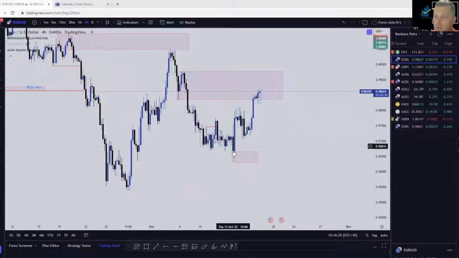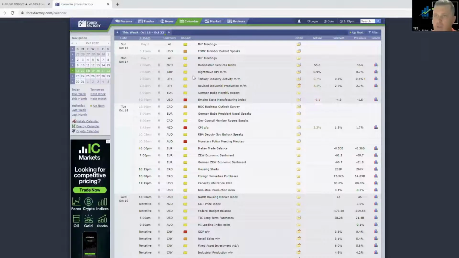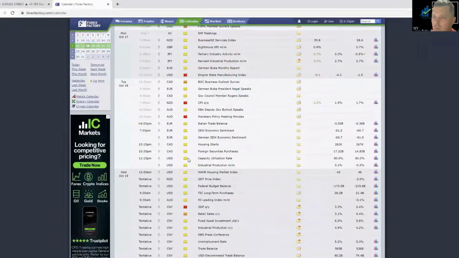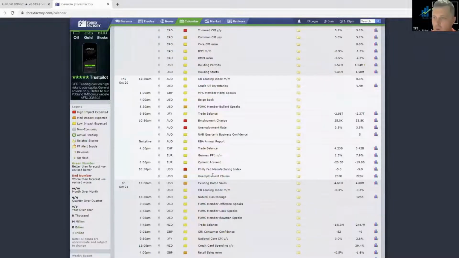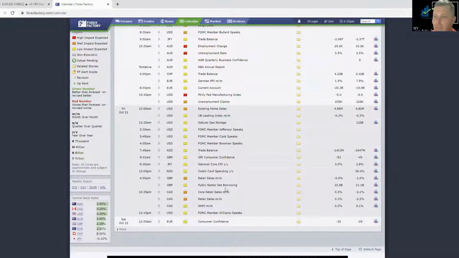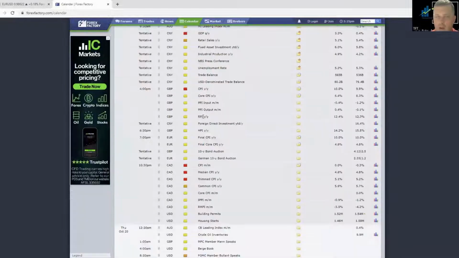Okay, we've got the Euro USD chart here. We'll just go back and quickly have a look at the Forex Factory. Yesterday we had a little bit of news, which created yesterday's volatility. Rest of the week, we've got a little bit of yellow news, but not much particularly to be worried about. Thursday, there is a little bit of red news coming up, and nothing on Friday. So overall, not a lot of news to worry about this week.